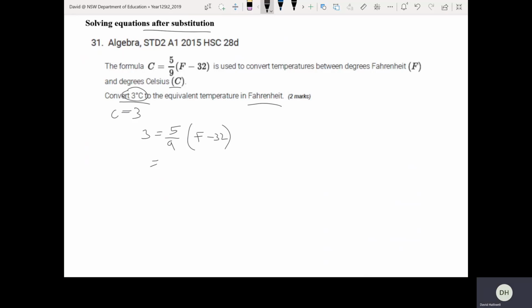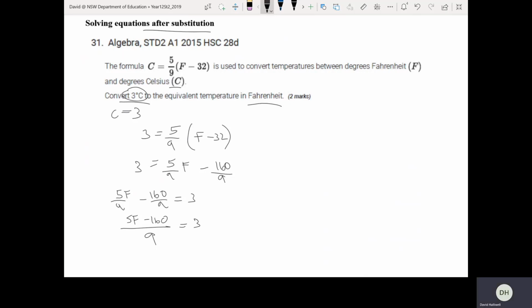So how do we proceed from here? There are a few different ways to do it. One thing you can do is expand the bracket, so I'll do it that way. So 5 over 9 F minus 5 over 9 times 32, which you can put in your calculator to get 160 over 9. I'm going to switch sides. Notice there's a common denominator here of 9, so we can write it over 9 like that.